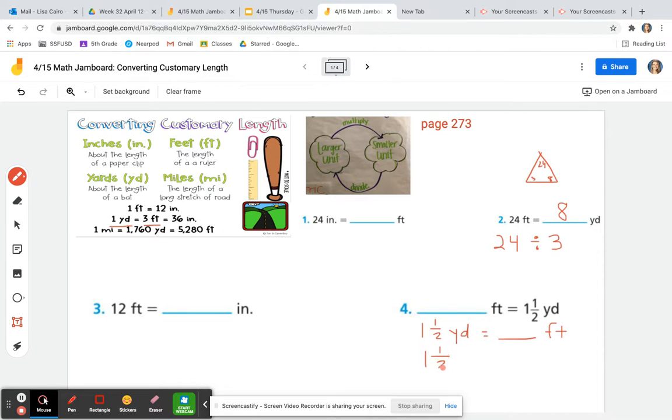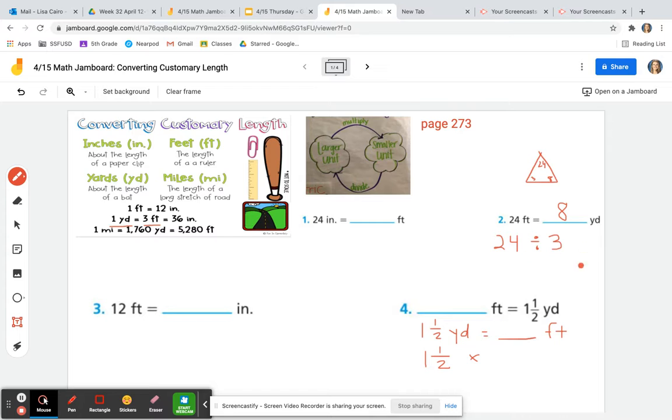Let's take this number 1.5. We're going from yards to feet here. So I'm asking myself, is a yard a larger unit or a smaller unit compared to feet? Is 1 yard larger or smaller than 1 foot? Well, a baseball bat compared to a ruler, a baseball bat is longer than a ruler. We are going from a larger unit to a smaller unit. So that means we are using what operation? We're multiplying. So we're doing 1.5 times, and now we figure out what we are multiplying by.